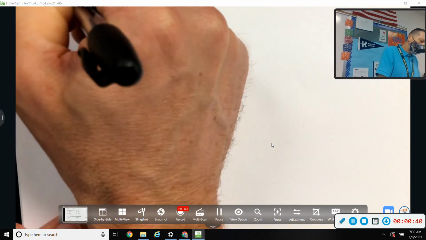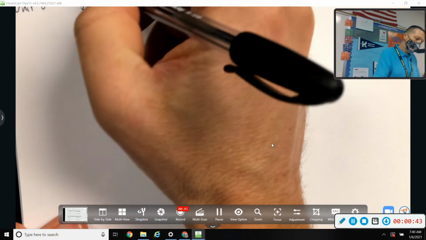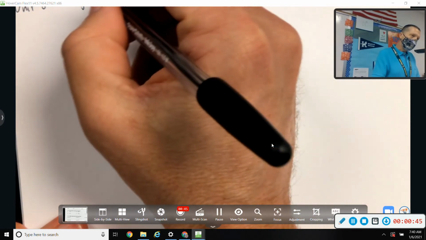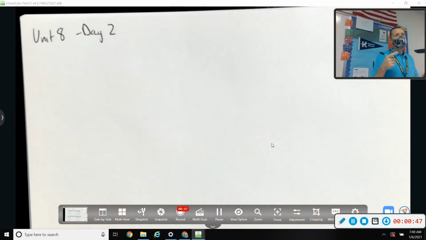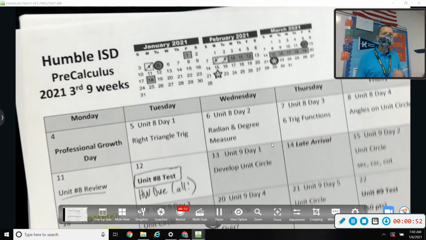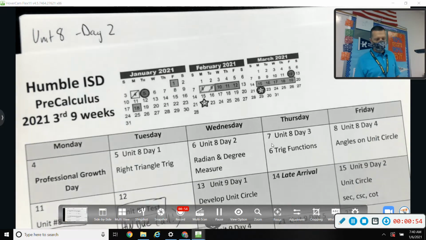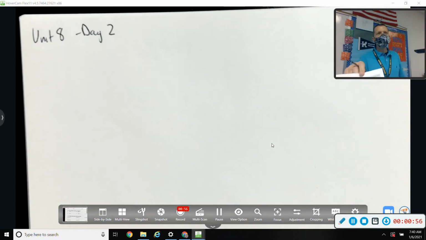Unit 8, Day 2. This is about radians versus degrees. Is that schedule, like, do we get our own copy, or is that going to be posted in Schoology? This will be posted in Schoology, and I do intend to make copies for you, but I haven't done that yet.